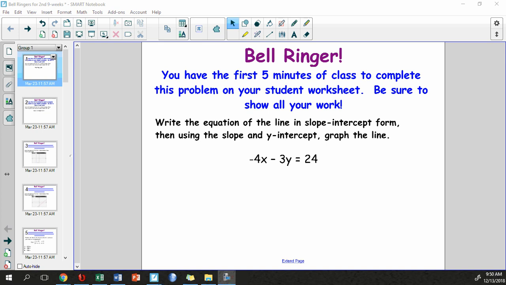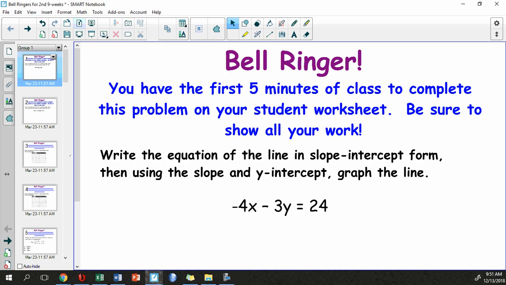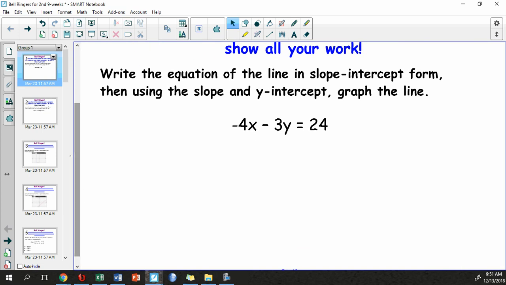Okay, guys, here are the bell ringers for the second 9 weeks for the Common Quarterly Assessment Review. I'm going to go through every one of them on your paper so that you guys know what to do. So here we go. The first one says to write the equation of the line in slope-intercept form using the slope and the y-intercept and graph it.